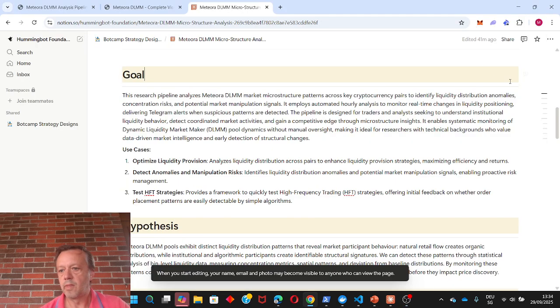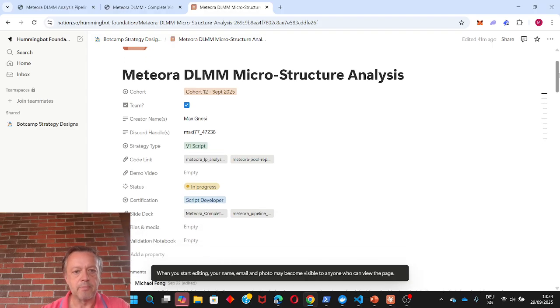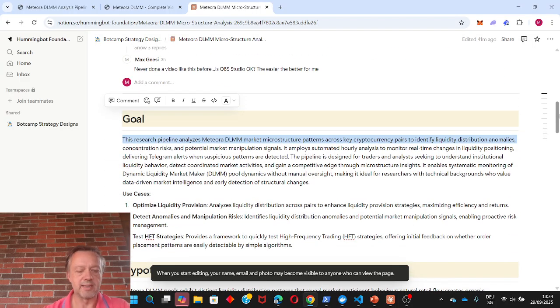Hi everyone. In this video, I will present my Meteora DLMM microstructure analysis notebook. This is something I built leveraging the QuantLab framework within the Hummingbot product. But before we dive deeper into the notebook structure and what it does, let me briefly explain the goal of this research pipeline.